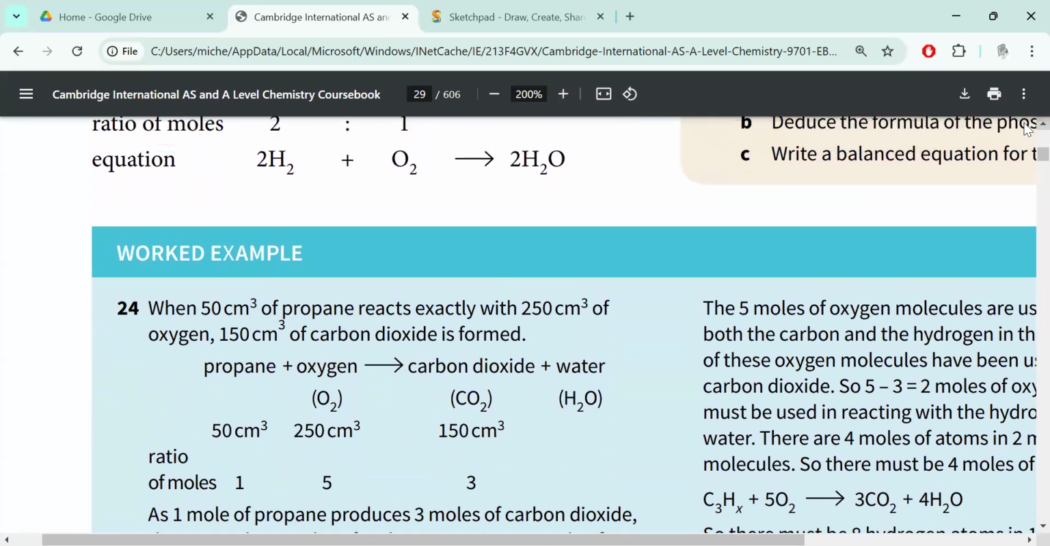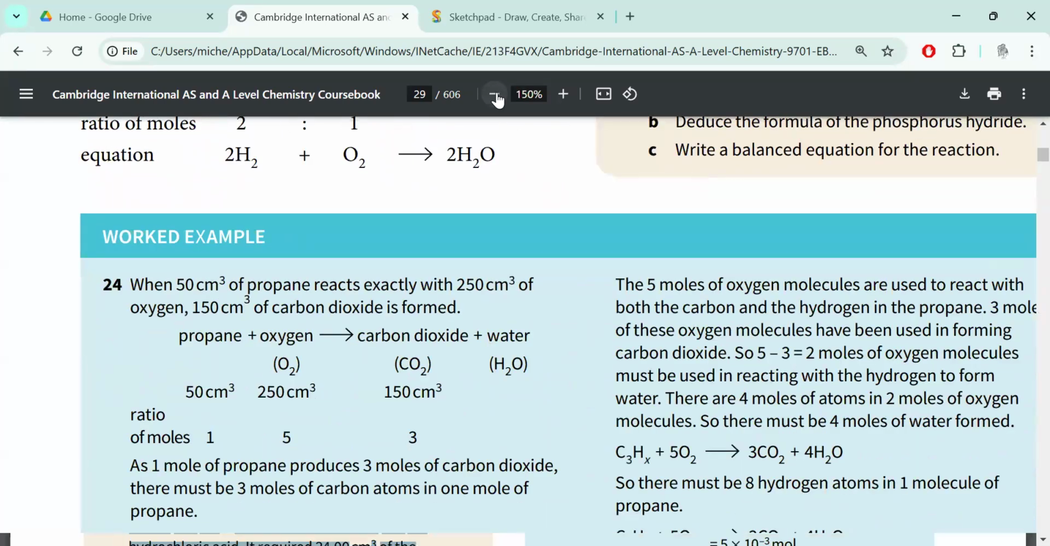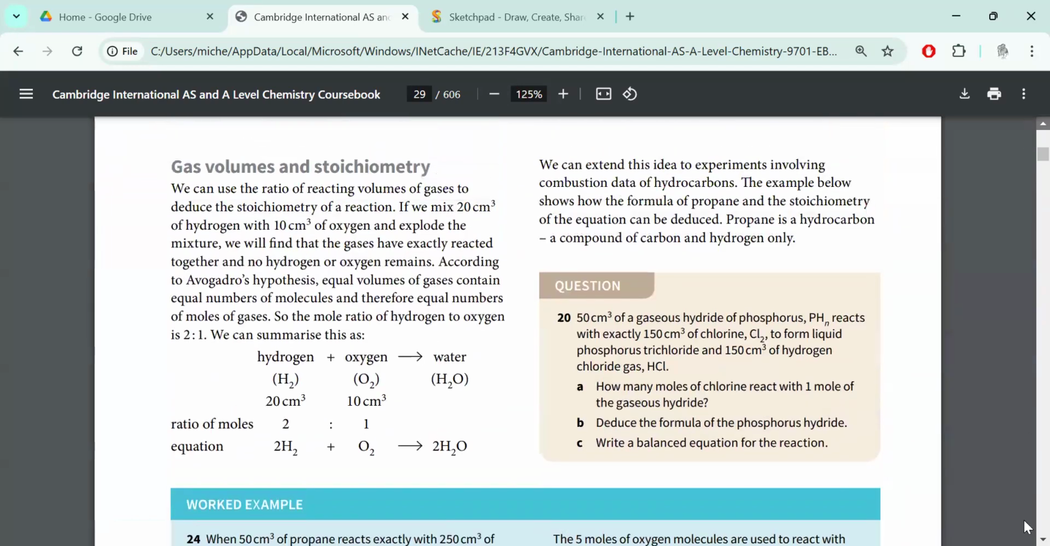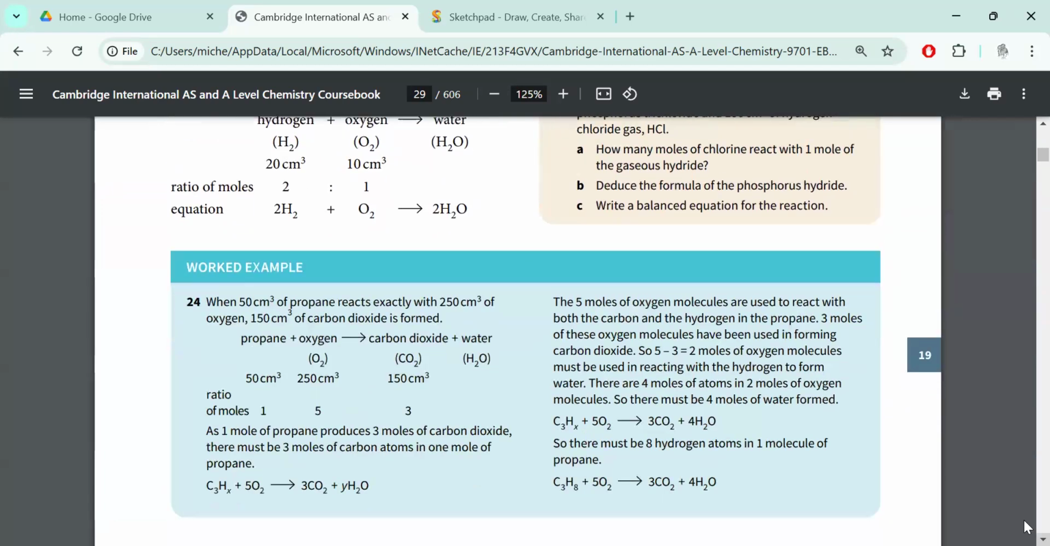Okay, so I'm actually going to zoom this out first. I'm going to go through the worked example first.